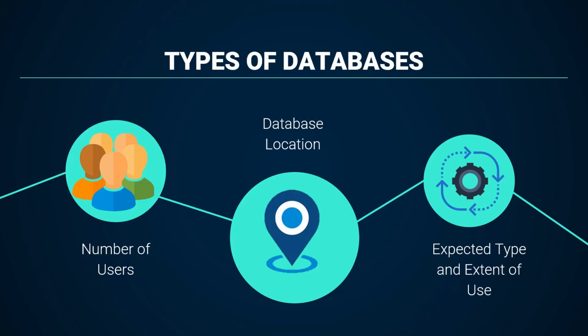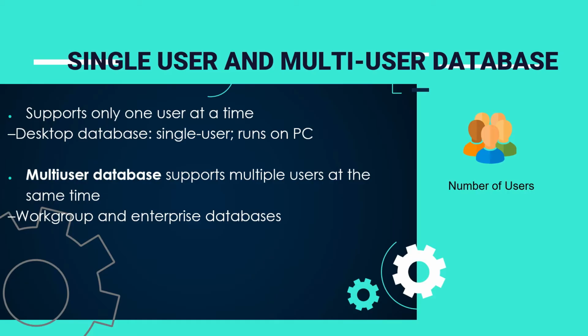The database is categorized into three types. First is the number of users, its database location, and the expected type and extent of use. According to the number of users, there are two types of database: the single-user and multi-user database. The single-user database supports only one user at a time. Examples of these are desktop databases that run on a PC.